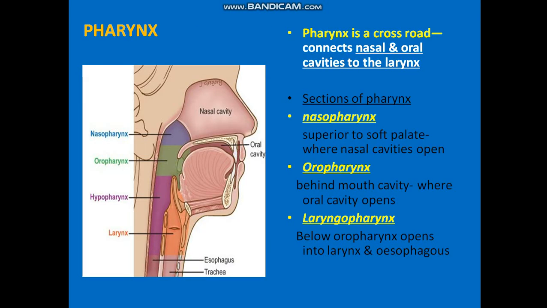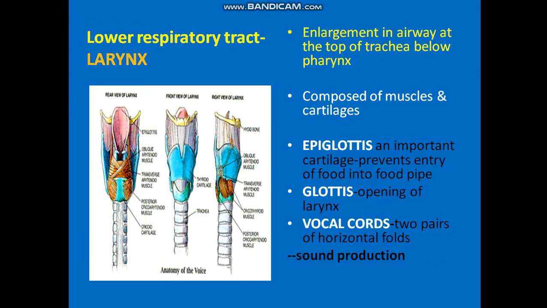Next, down to the nasal cavity is pharynx. Pharynx is basically a crossroad linking digestive and respiratory system. Pharynx connects nasal and oral cavities to larynx. There are three major sections of pharynx: nasopharynx, where nasal cavities open; oropharynx, where oral cavities open; and laryngopharynx, below oropharynx, which opens into larynx. Girls, I am not explaining it in detail because this was done in first year chapter digestion. So pharynx is divided into three parts: nasopharynx, oropharynx, and laryngopharynx.